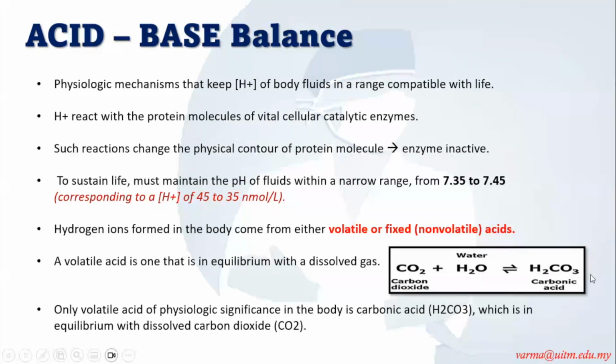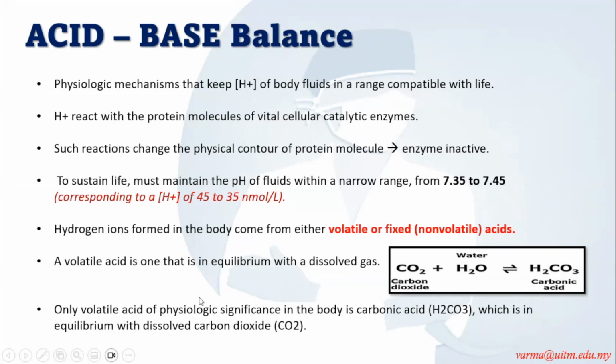As I mentioned, it can change form. Okay, carbon dioxide, is it an acid? No. If we follow, we have the Arrhenius definition, the Bronsted-Lowry definition, and the Lewis definition. In terms of Arrhenius and Bronsted-Lowry, carbon dioxide is not an acid. In terms of the Lewis definition, it is an acid. So we'll come into that. The only volatile acid of physiologic significance in the body is carbonic acid, which is formed by the reaction of carbon dioxide and water, which is in equilibrium with dissolved carbon dioxide. See, this reaction can go forth and back until it reaches an equilibrium.